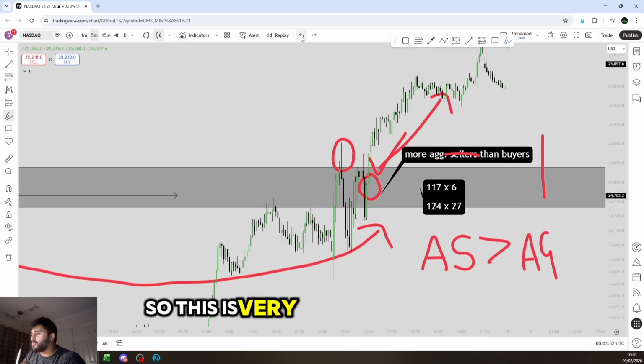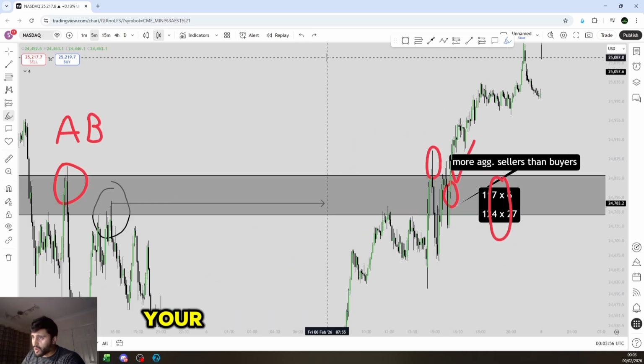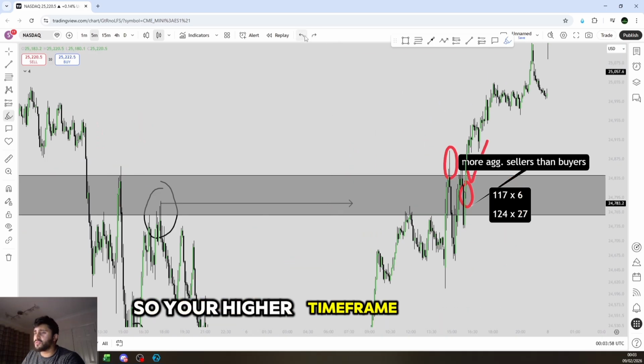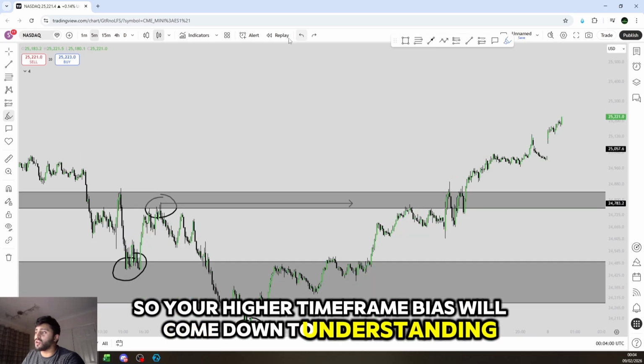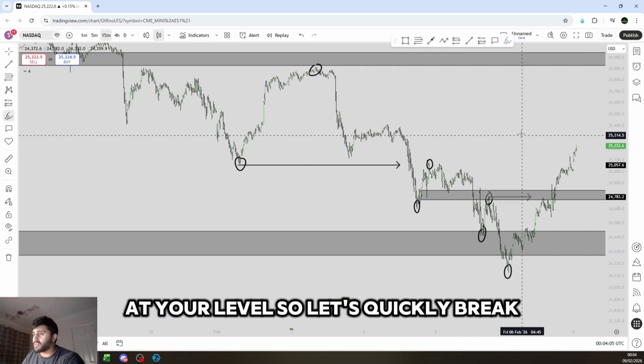So this was a supply zone, and now we've swapped to a demand zone. So this is very important when it comes to finding key levels or when it comes to forming your higher time frame bias, right? So your higher time frame bias will come down to understanding who is aggressive and who is passive at your levels.